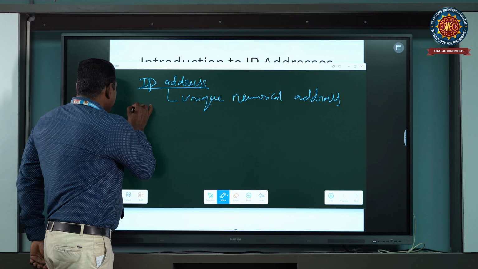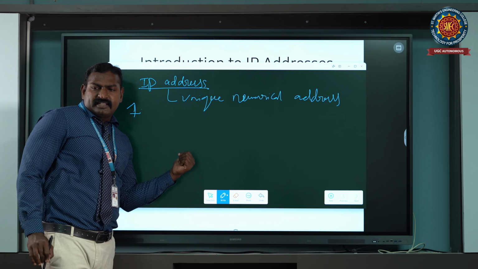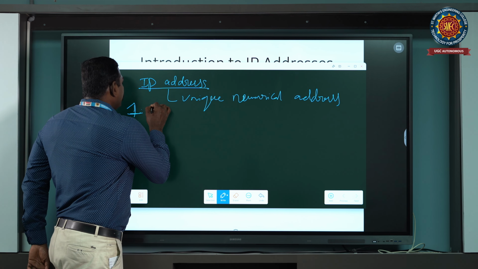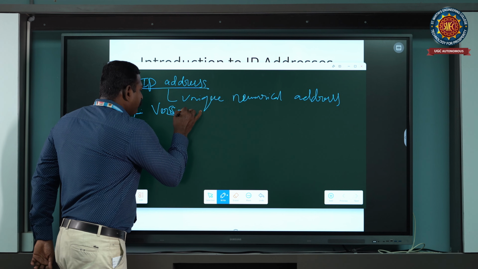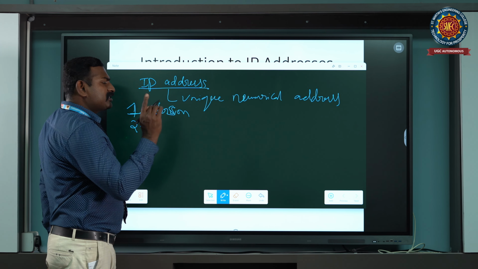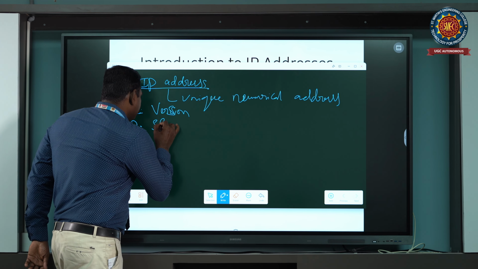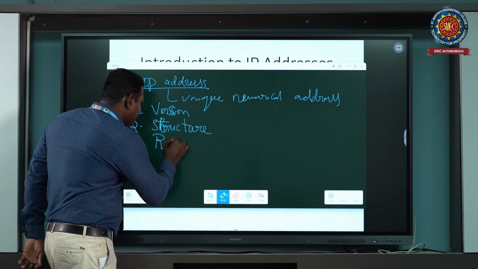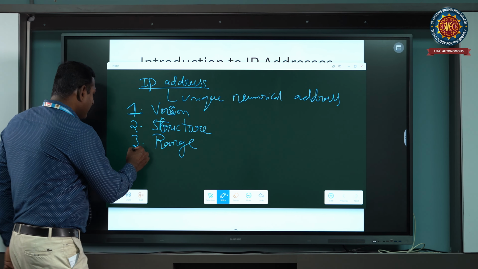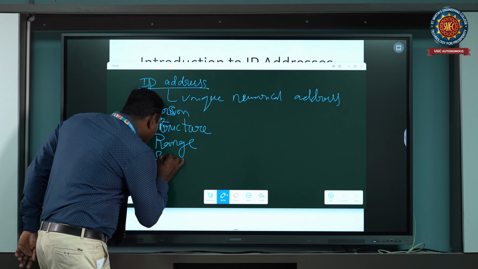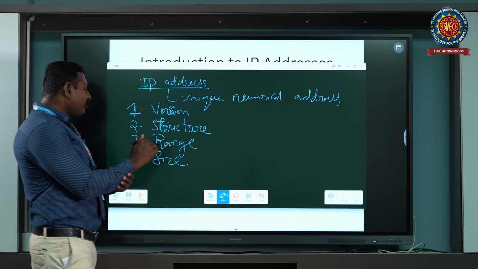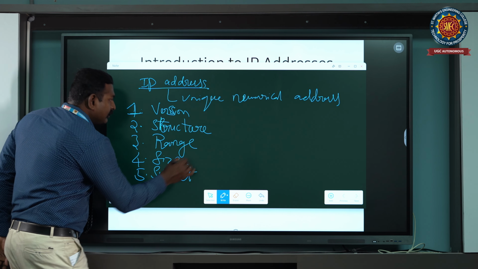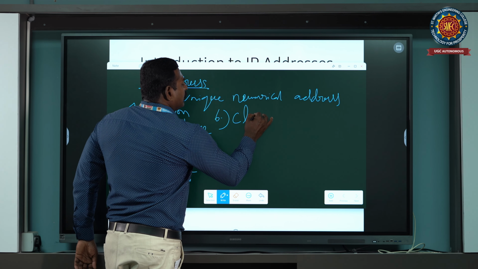There are 6 major things. According to these 6 major things, we can define an IP address. Number 1, version. Number 2, structure: how it should be allotted. Number 3, range. Number 4, size: what is the capacity, what is the size of the IP? Number 5, subnet. Number 6, class: what are all the classes available?